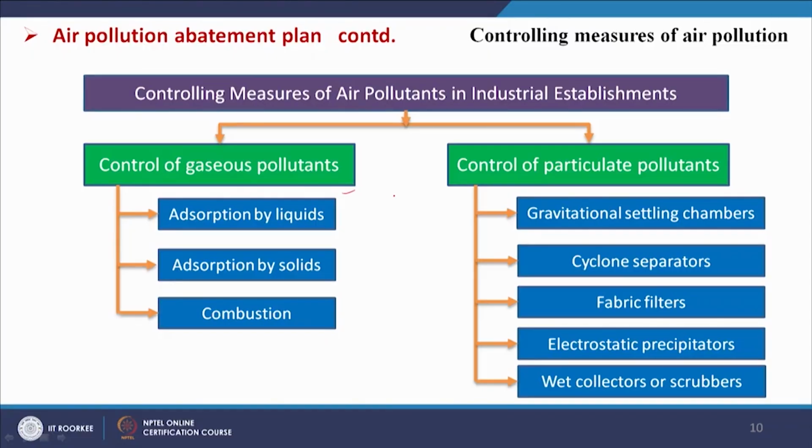And controlling measures of air pollution in industrial establishments, we can get it done through control of gaseous pollutants and control of particulate pollutants. Already we have made detailed discussions on all these methods, like absorption by liquids, adsorption by solids and combustion. And these are gravitational settling chambers, cyclone separators, fabric filters, electrostatic precipitators and wet collectors or scrubbers. We have made detailed discussions on this topic.